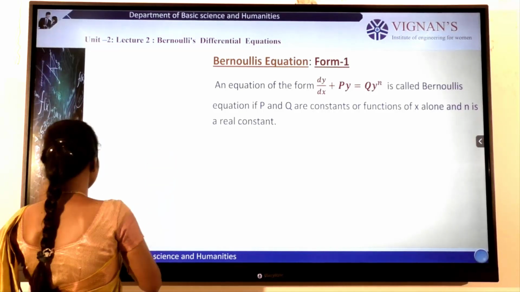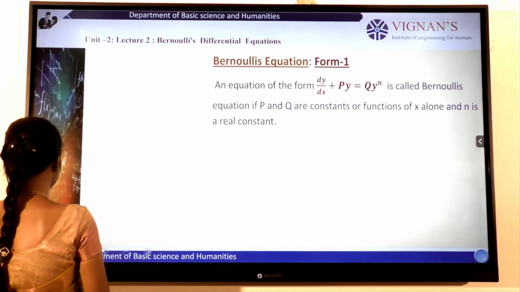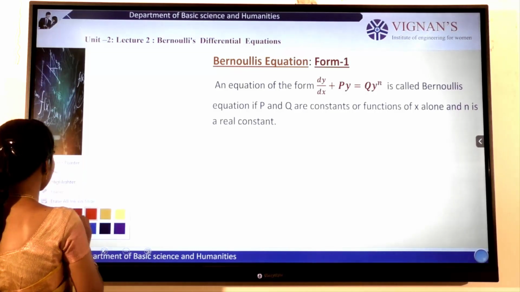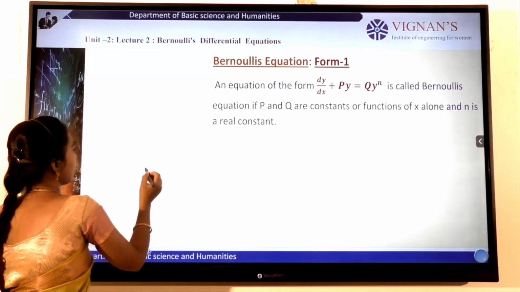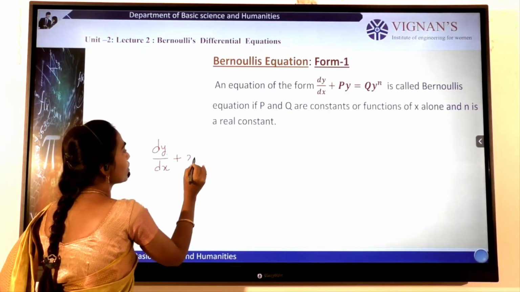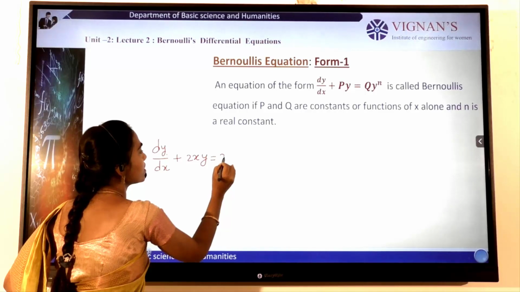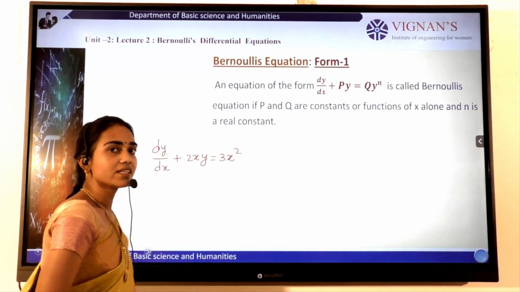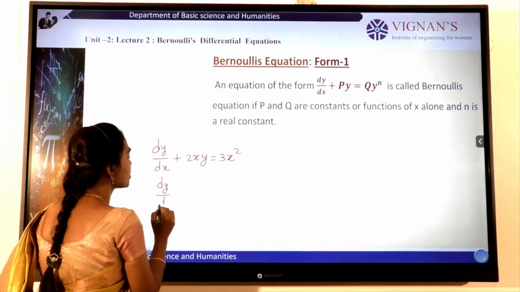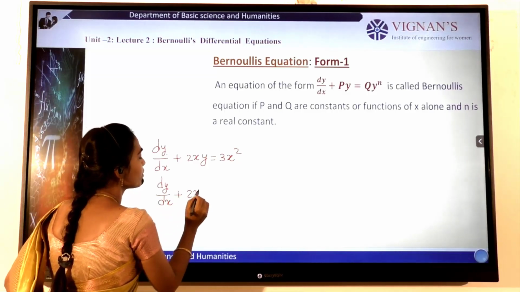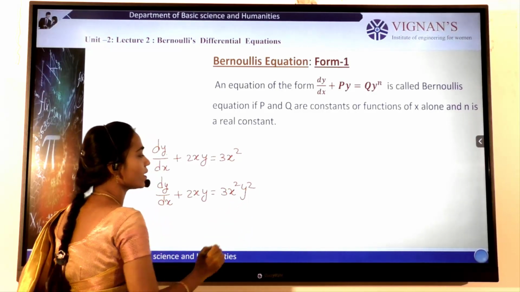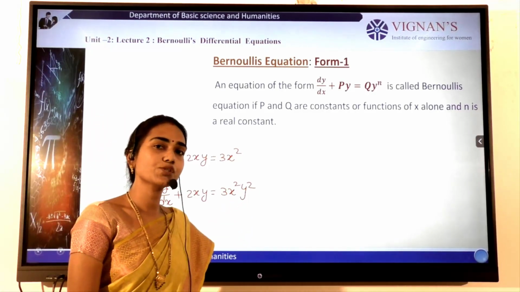So consider an equation dy by dx plus 2xy is equal to 3x square. This is a linear equation, right? Now, again consider an equation dy by dx plus 2xy is equal to 3x square into y square. There is a slight difference between these two equations.